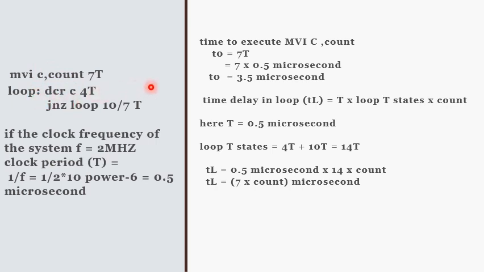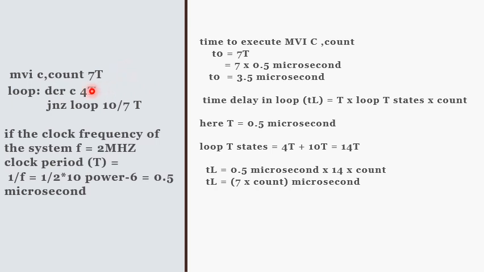So at that instant of time, it is out of the loop. When it is out of the loop, it will be taking only 7 T states. So we have to subtract 3 T states from this 10 T states, right? So we have to subtract this 3 T states from this 10 T states.